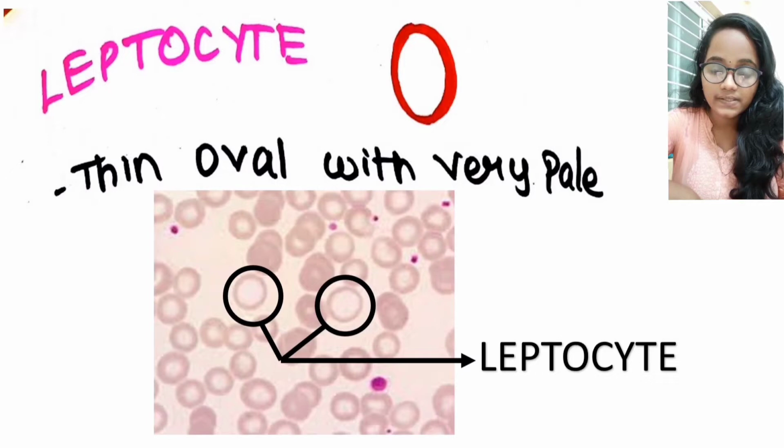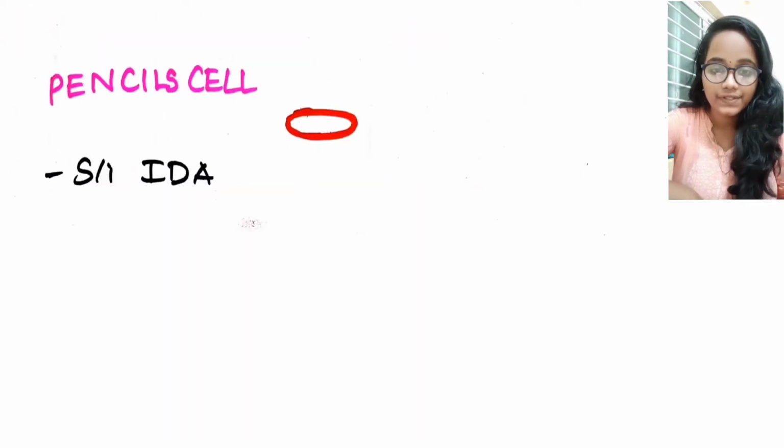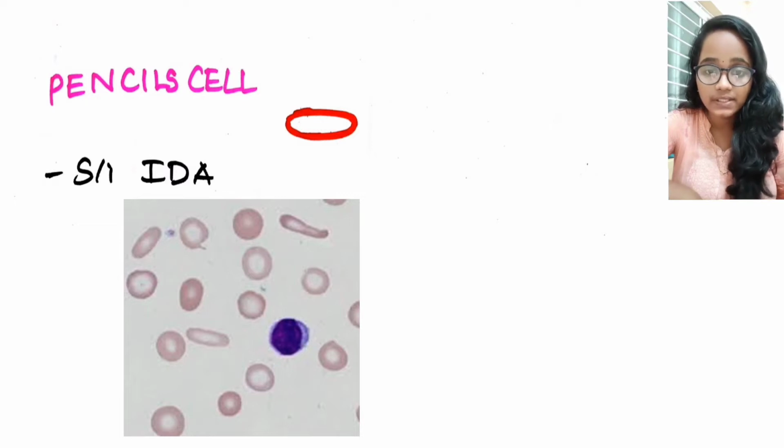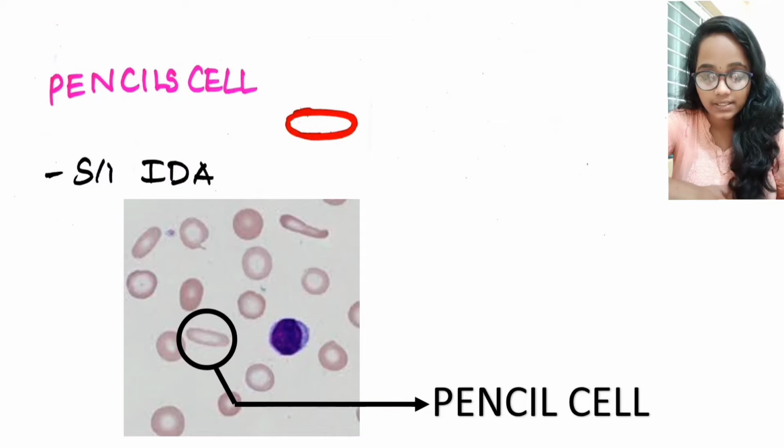Next, pencil cells. Pencil cells are seen in iron deficiency anemia. In iron deficiency anemia, there is anisopoikilocytosis, that is, different sizes and shapes of cells are seen. One example is these pencil cells, and tear cells are also seen.